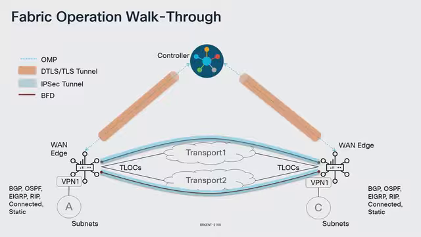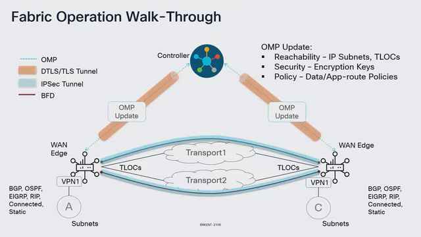So once the control plane and data plane are established, let's say you have defined a VPN1 in one of the edges, and the same VPN1 in the other edge as well, along with various other protocols. Now this is all relayed to the controller via OMP update. You will get things like reachability information with the subnets and TLOCs, all the security related things, like I mentioned, the encryption keys, and any policy related information. So the controller knows everything that is there on the edge.